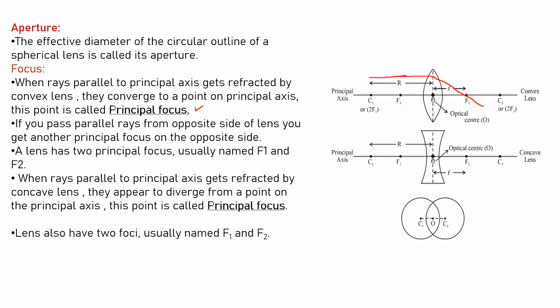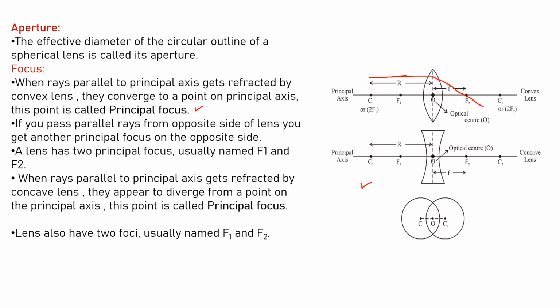On my left hand side I have F1 and C1. On my right hand side we have F2 and C2. So there are two foci and two centers of curvature. Now, let's take the case of a concave lens. When a ray parallel to the principal axis gets refracted by a concave lens, it appears to diverge from a point on the principal axis. This point is the principal focus.